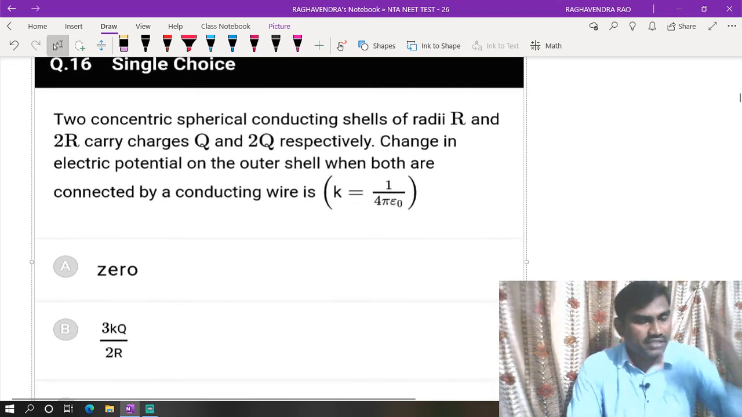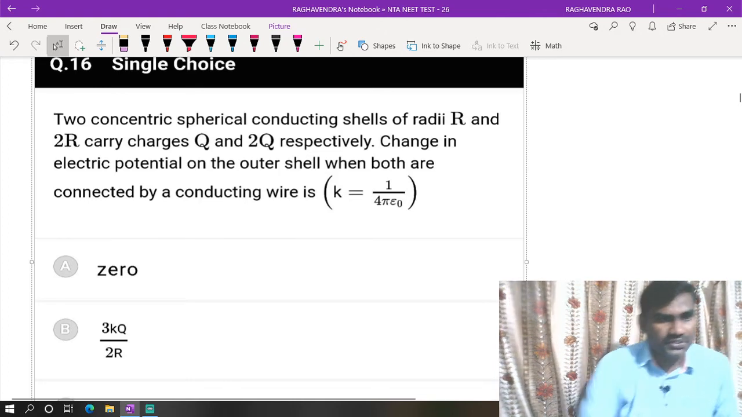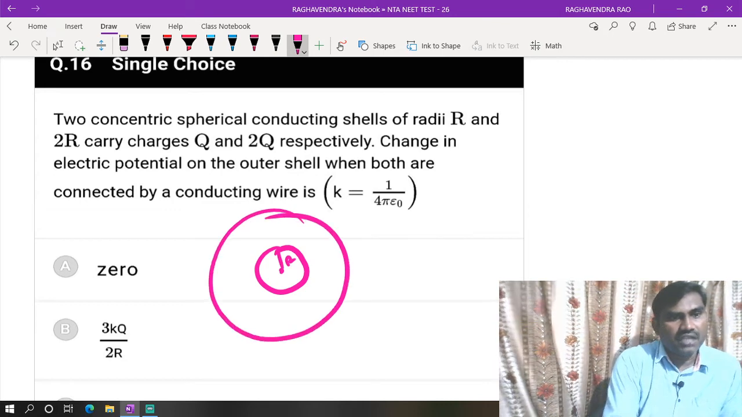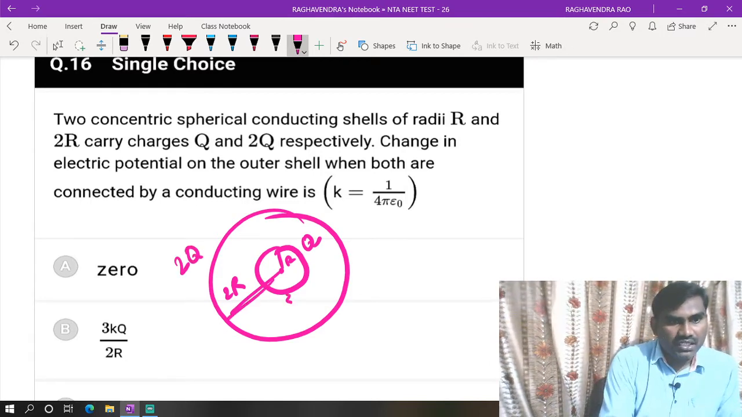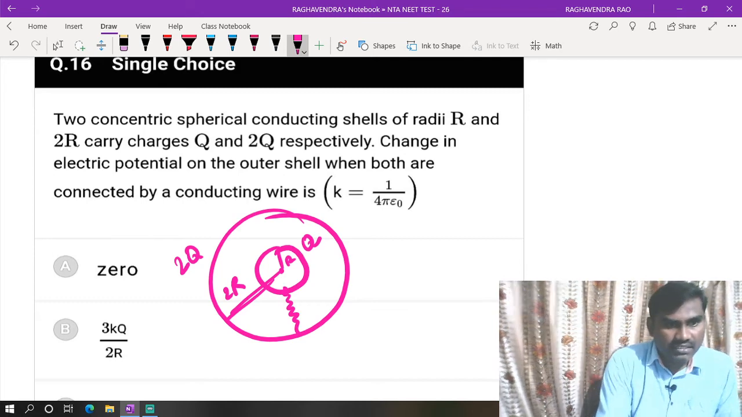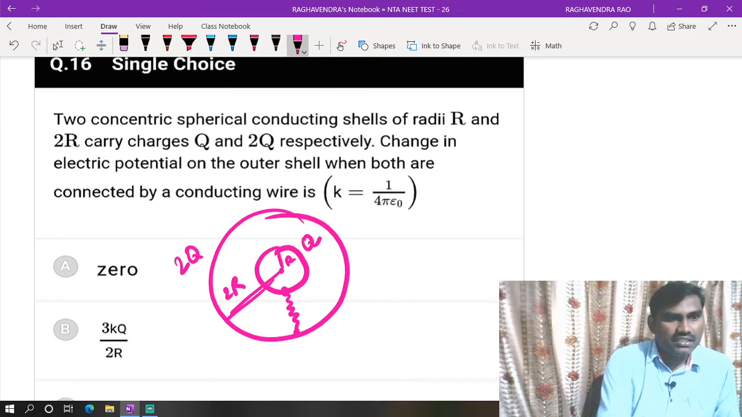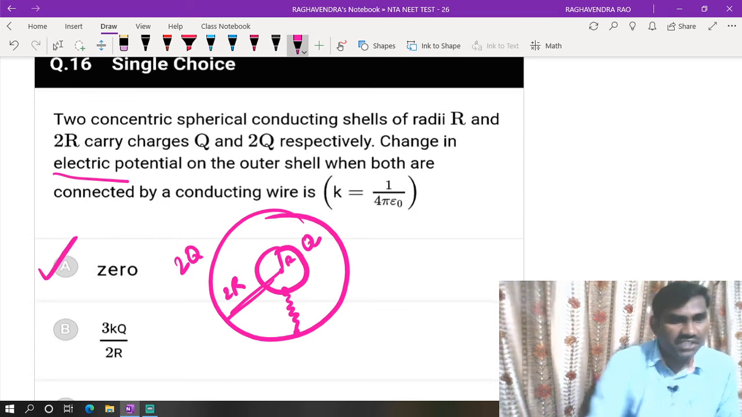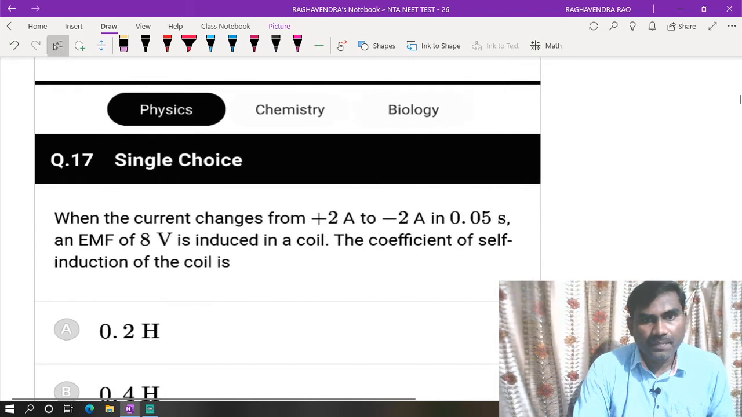Right. Two concentric spherical conducting shells of radius r and 2r carrying charges q and 2q. So we can take this one of radius r, and this is another of radius 2r. This is having charge q and this is having charge 2q. Now these two are connected by a conducting wire. When they are connected by the conducting wire, both are at the same potential. Now what is the change in electric potential? As both are at the same potential, the change in potential will be equal to 0.